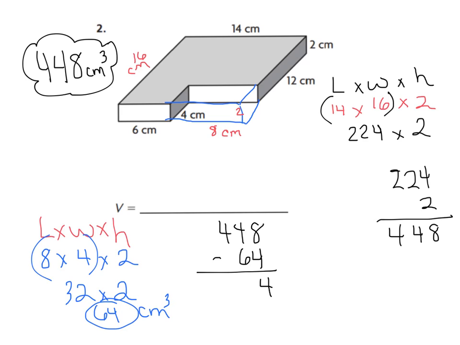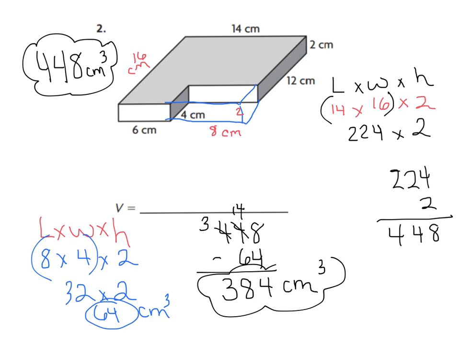All right. 8 minus 4 ones is 4 ones. I can't do 4 tens minus 6 tens, so let's regroup. Borrow 10 tens, and we have 14 minus 6 would be 8 tens, and we have 3 100s. So our final volume would be 384 cubic centimeters.